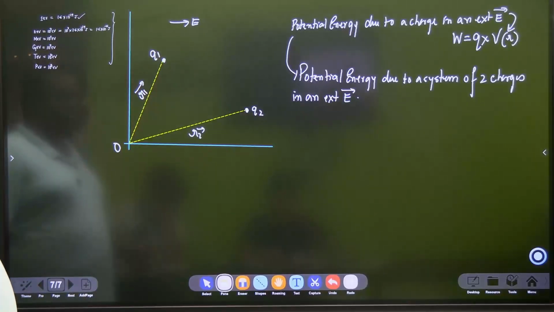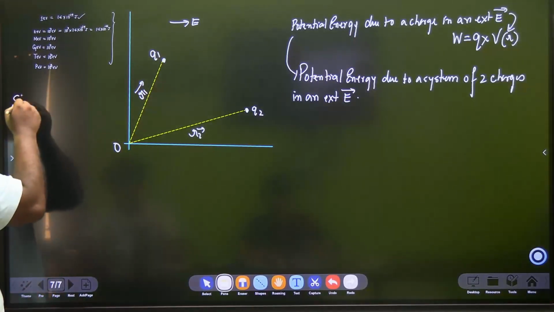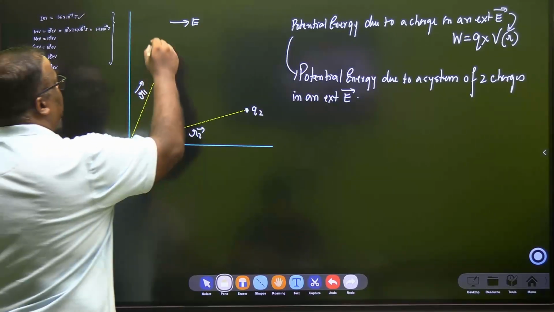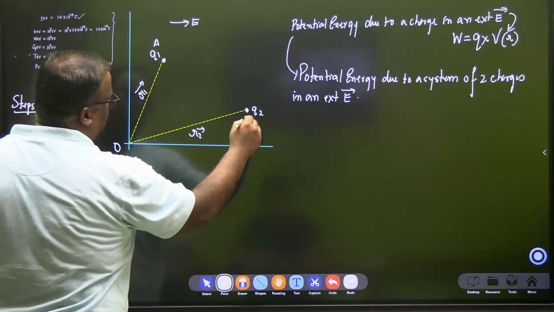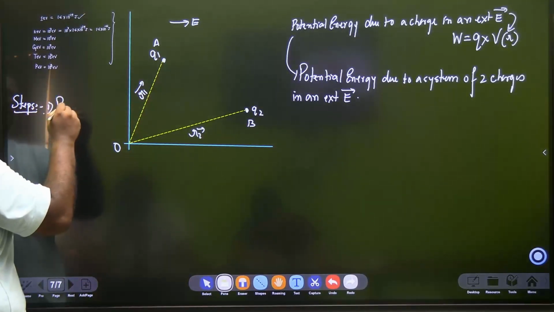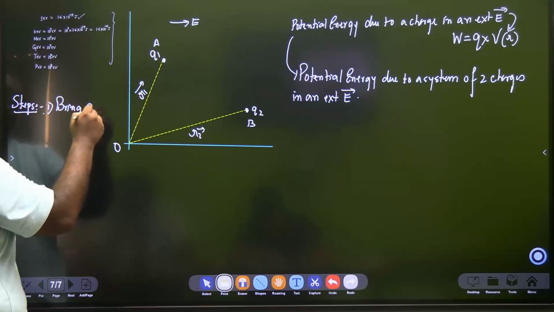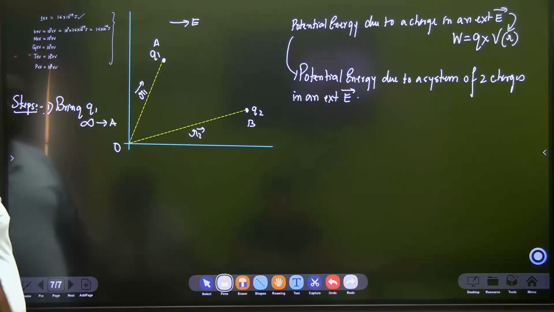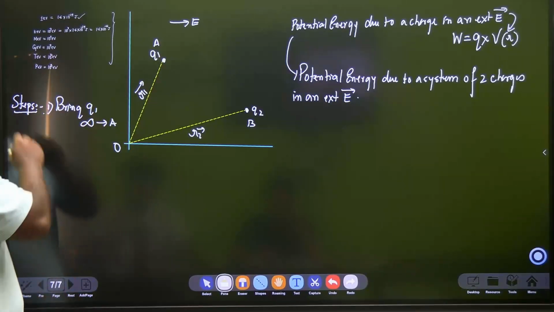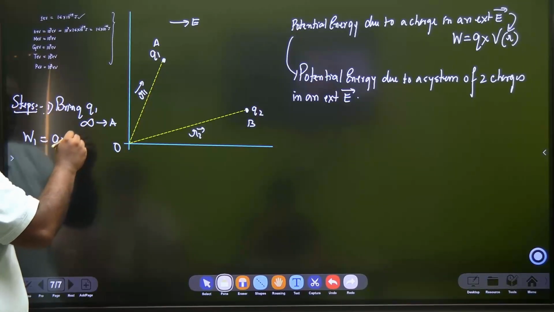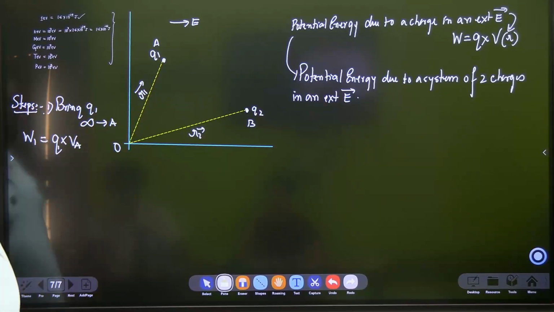So the steps are very easy. Number one, let this position be A and let this position be B. The first step will be to bring Q1 from infinity to A, and you find out what is the work W1 you are going to do. Definitely you will do Q1 multiplied by the potential at A.